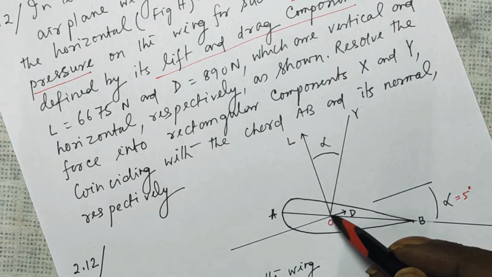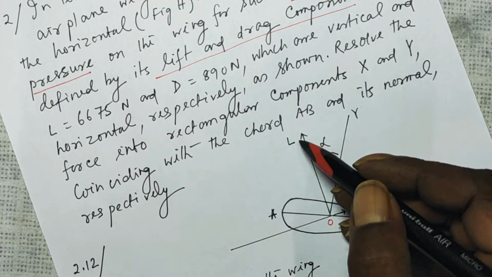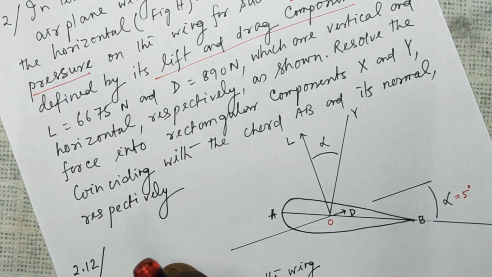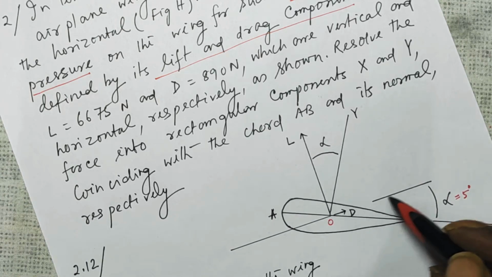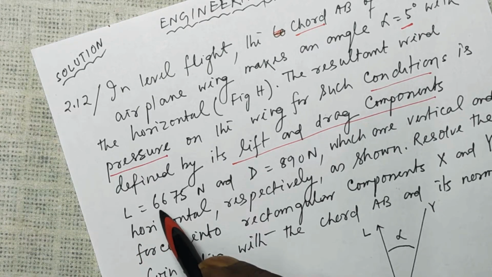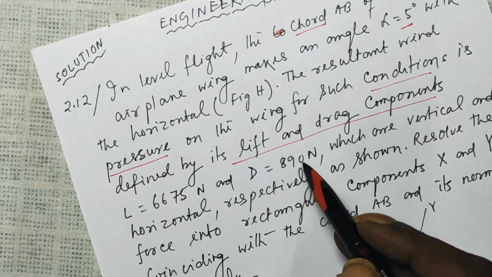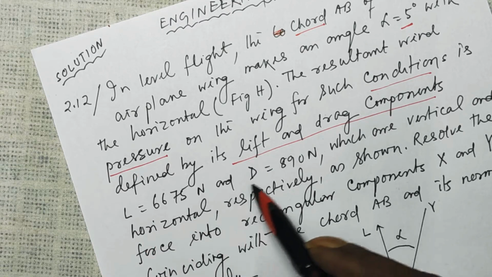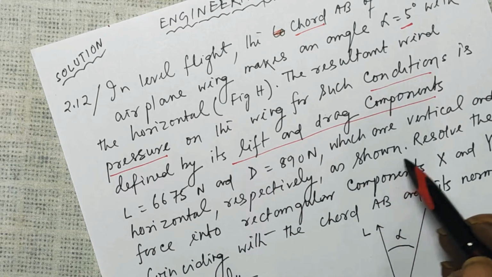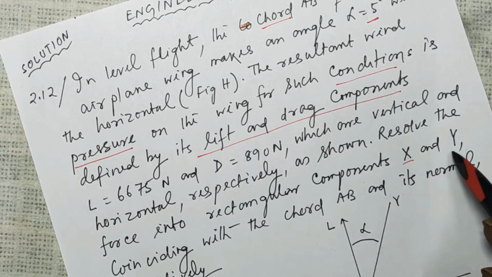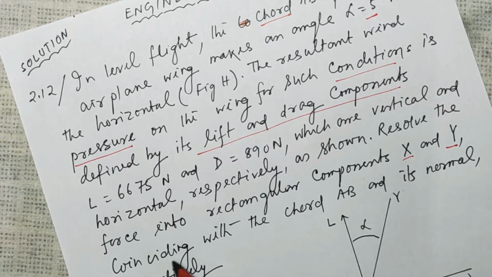Now, from this point, the lift is upward, represented as L. The air drag, as the plane is moving forward, is backward, given in this direction. It is given that the lift is 6675 Newton and the drag is equal to 890 Newton, which are vertical and horizontal respectively, as shown. Resolve the force into rectangular components along x and y, coinciding with the chord AB and its normal, respectively.